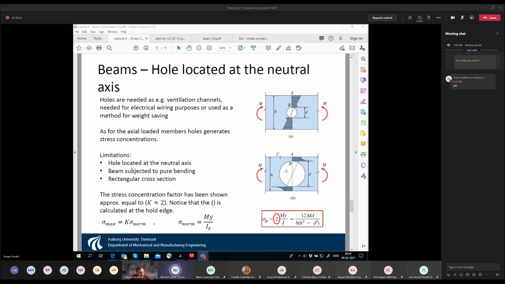The point C is just the point which is located outside the stress concentration zone. So if you take the point C, you see it's outside. So then you just have the conventional formula for the bending stresses. Okay. So nothing happens in point C, but we are interested in point A and point B.